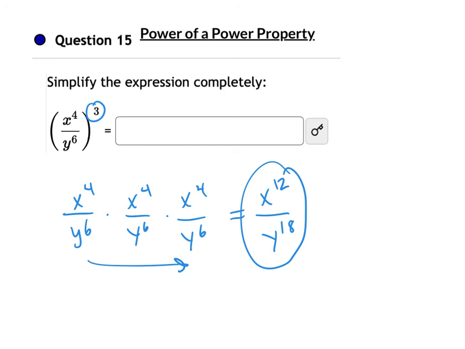But if you did it this way, you're doing a lot of extra work, right? This is a power on a power. You multiply your powers. 4 times 3 makes that x to the 12th. And down below, again, it's a power on a power. It's y to the 6th cubed, which is y to the 18th. It's no different. You multiply your powers when you have a power on a power. Let's also point out that there's a 1 in front of each of these variables. And 1 to the third power is 1, and I don't need to put a 1 in front of my variables.